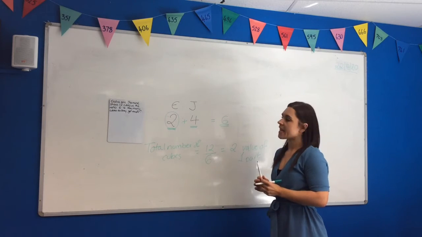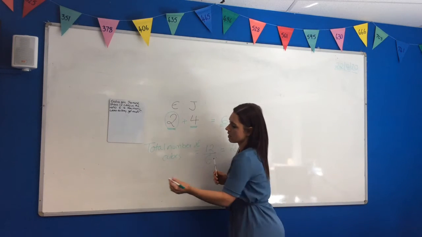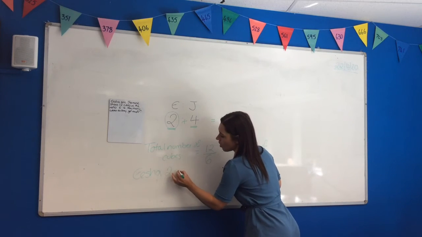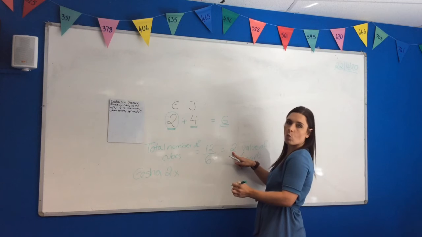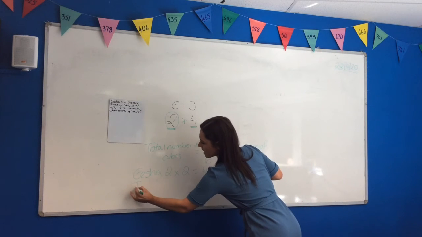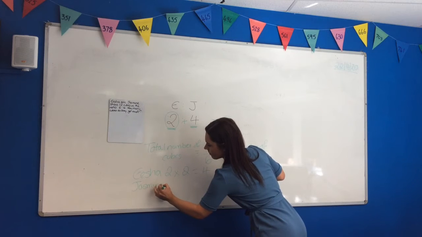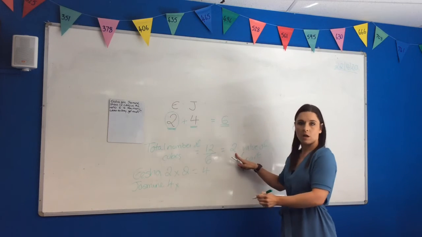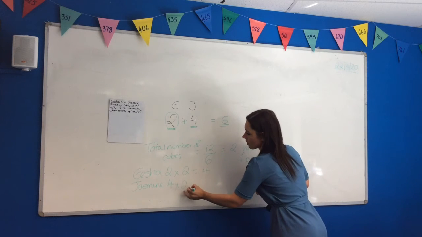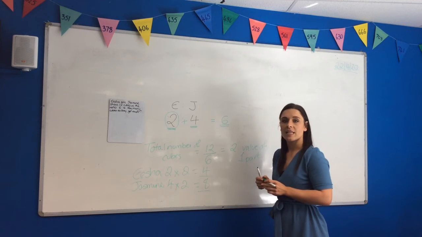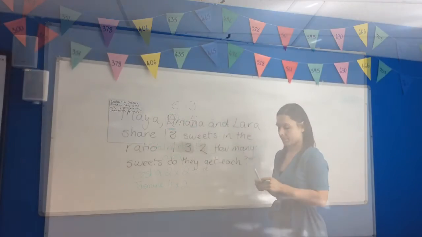Okay? Isha gets 2 parts, so for Isha, she gets 2 lots of 1 part, which is 4. Jasmine, however, gets 4 lots of 1 part, which is 8. And you can see that's the same answer as we got before.